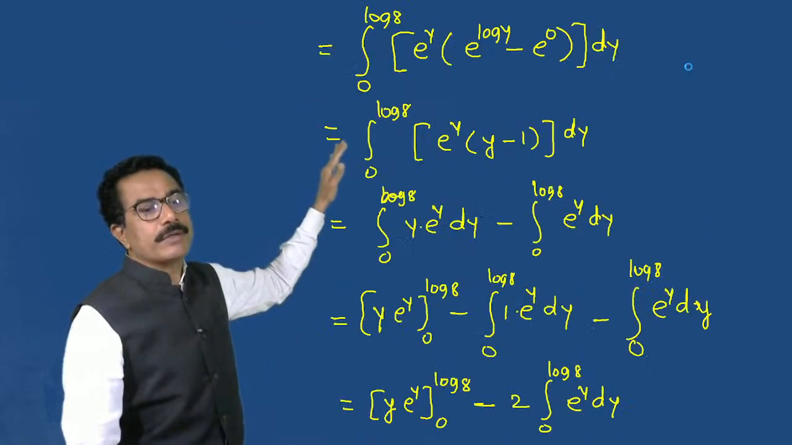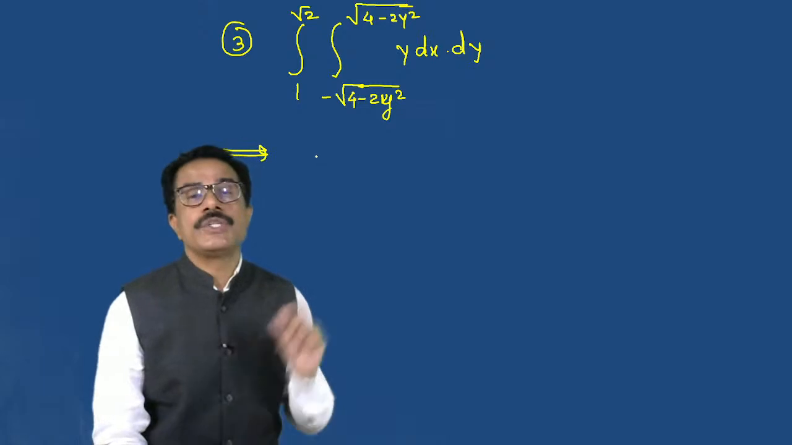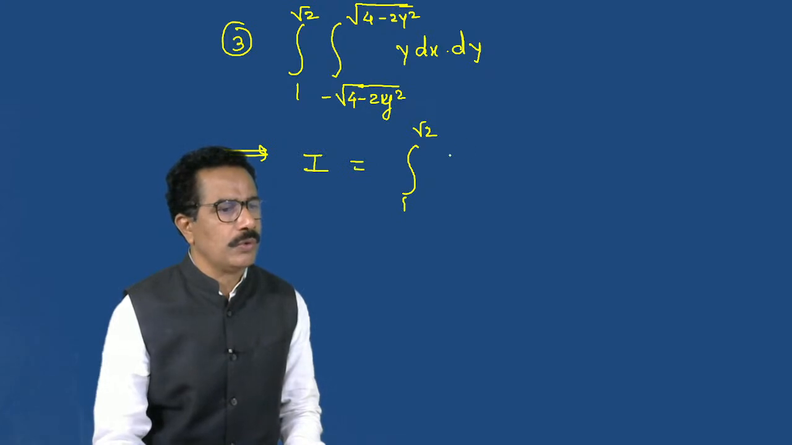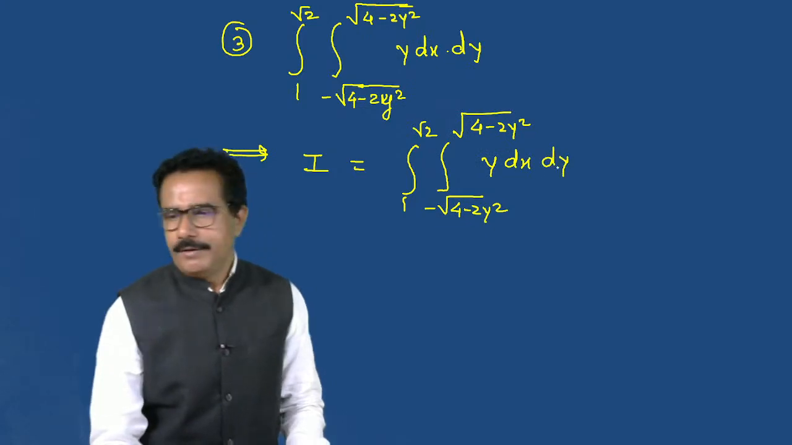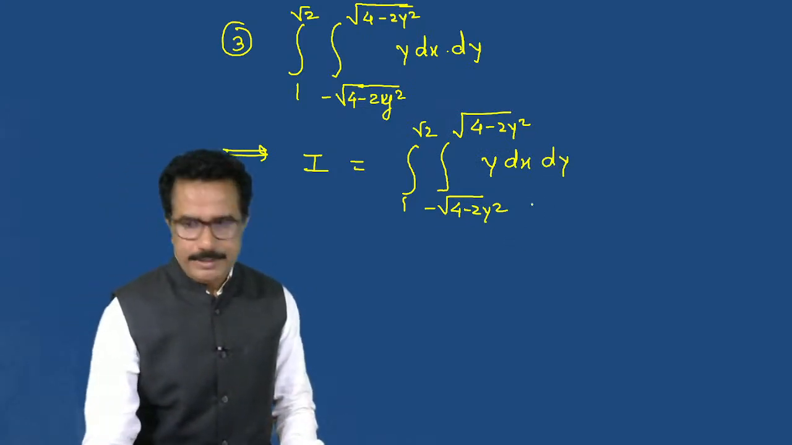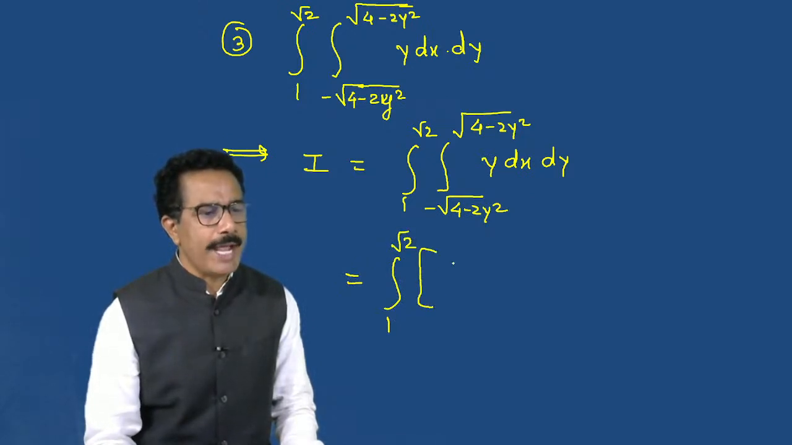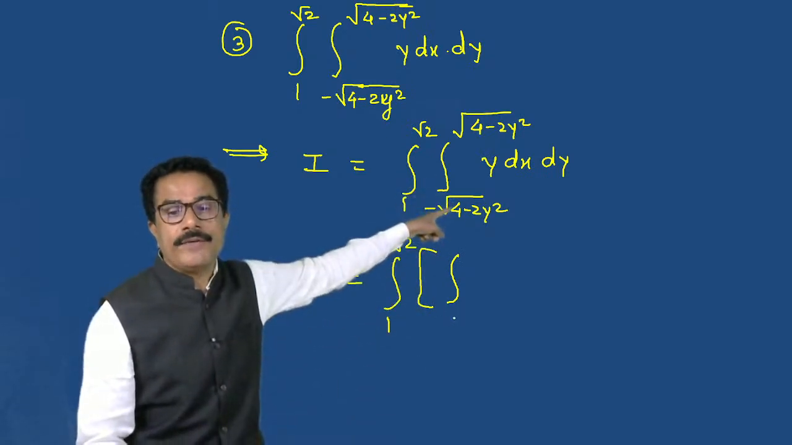Tell me, students, with respect to which term do we have to take integration first? This is very important. With respect to which do we have to take the first integral? I equals integral from 1 to √2, integral from minus √(4 minus 2y square) to √(4 minus 2y square), y dx dy. With respect to what do we have to take? Okay, tell me. So first of all we have to take integration with respect to y, because these are the limits in terms of y. So these are the values of x in terms of y.